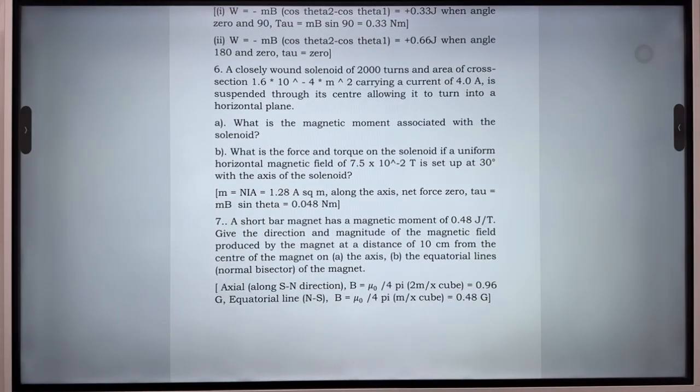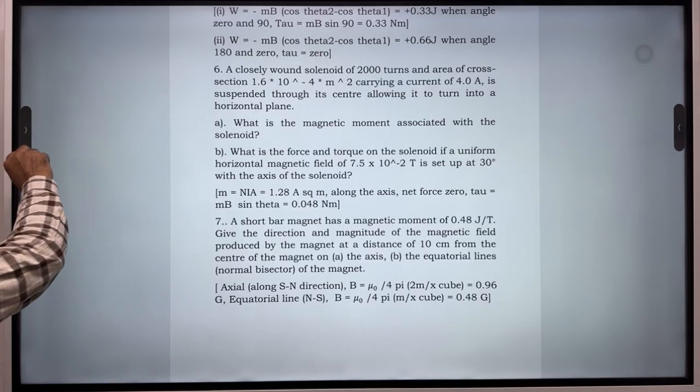A closely wound solenoid of 2000 turns and area of cross section 1.6 × 10^-4 m², carrying a current of 4 ampere, is suspended through its center, allowing it to turn in a horizontal plane. What is the magnetic moment associated with the solenoid?